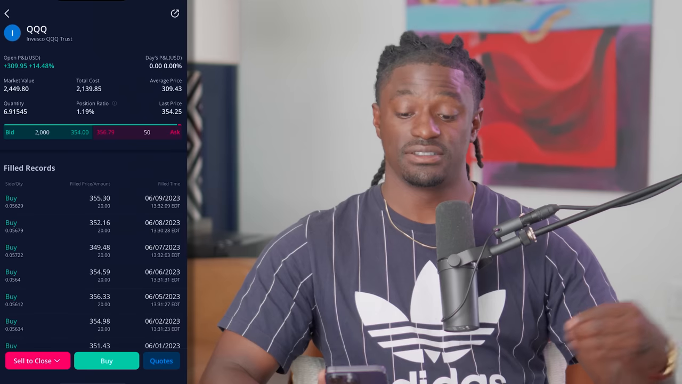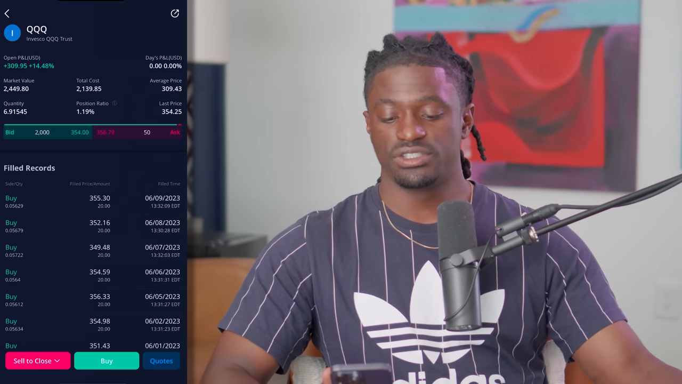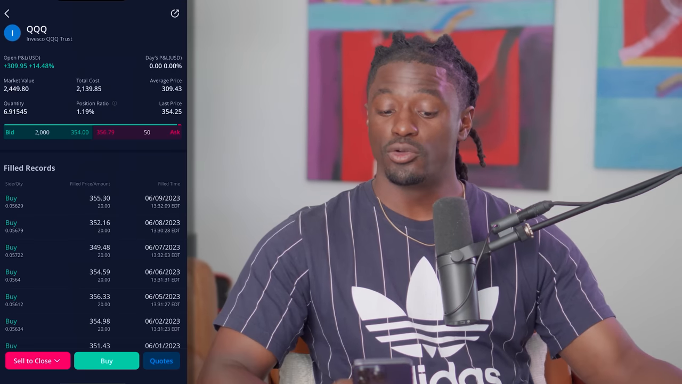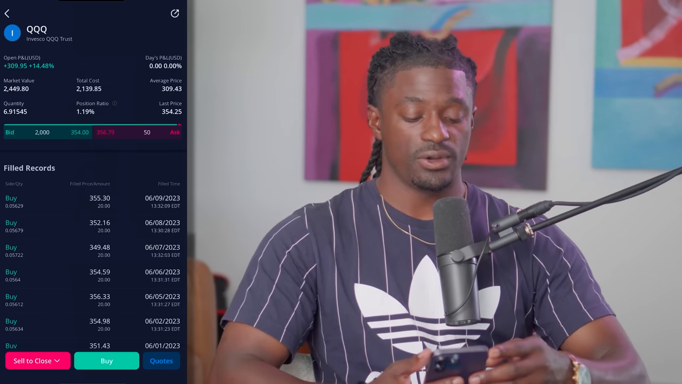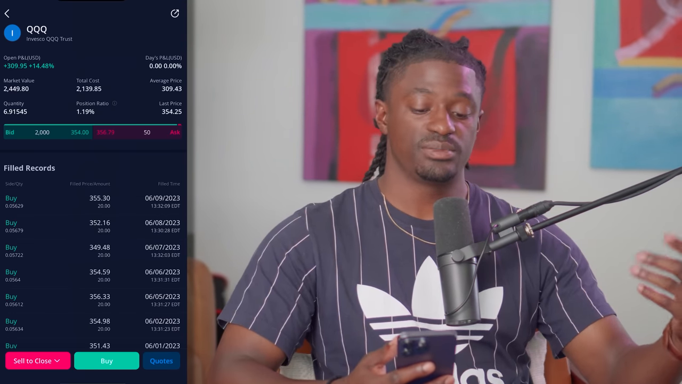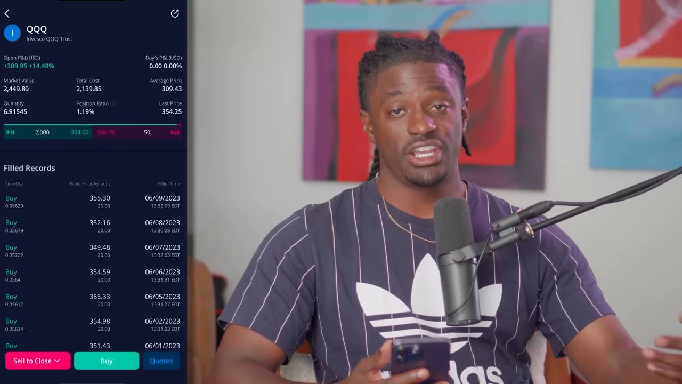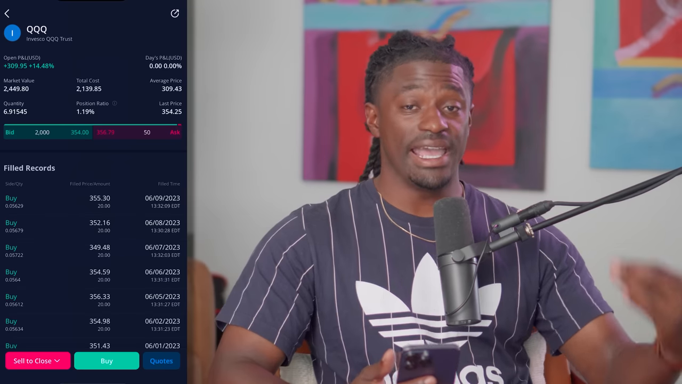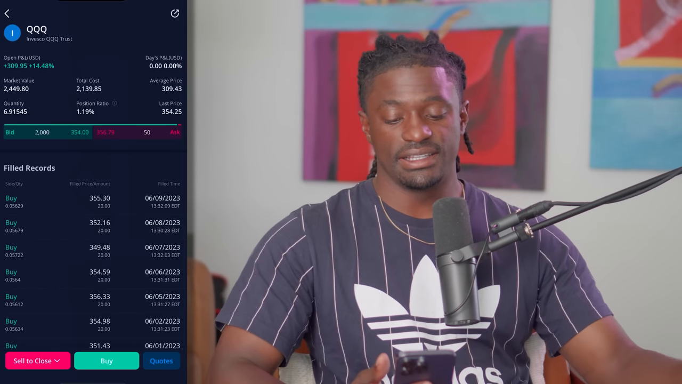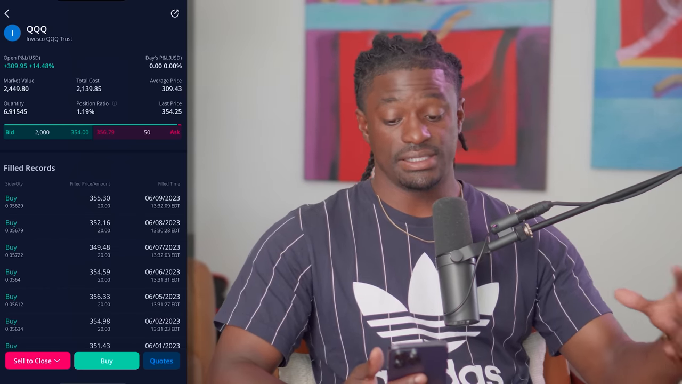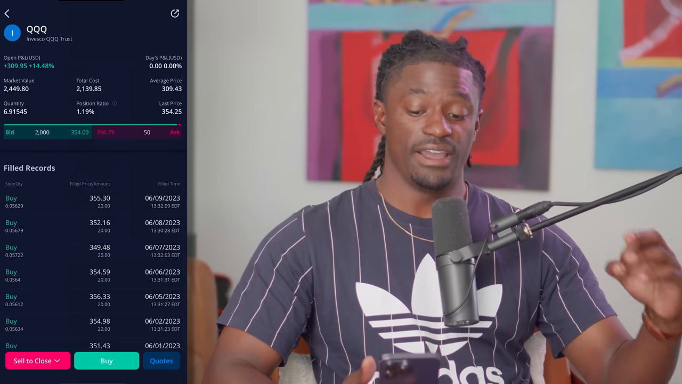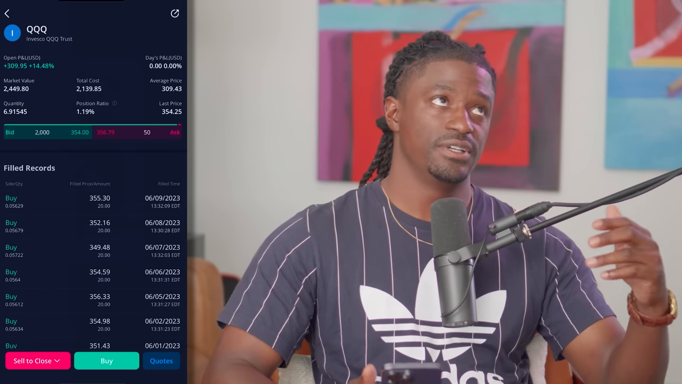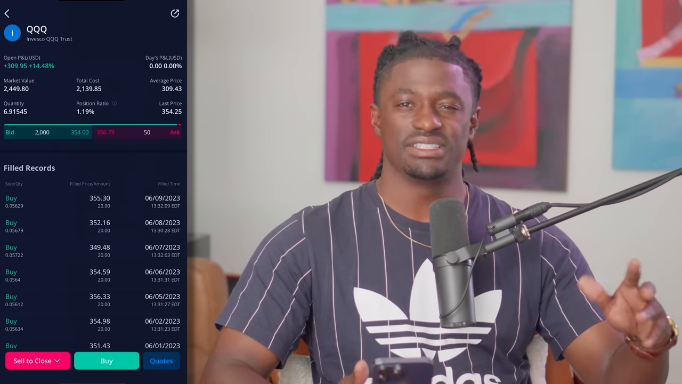My market value so far that I've invested in QQQ is $2,449.80. I own around 7 shares right there, where it says quantity. I own 6.91 shares, almost 7 shares. And my average price is $309.43. So yes, I am in profit. Now, as you guys can see, I started investing when the price was $270.